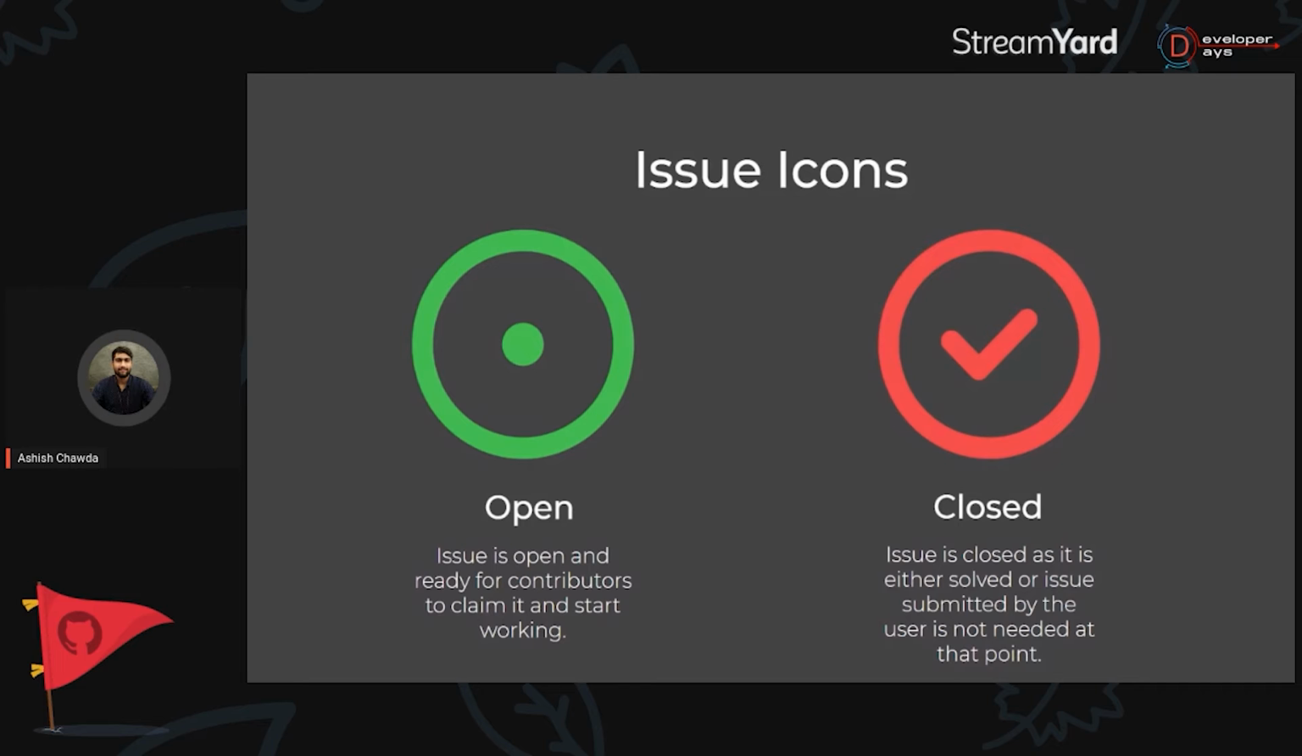And these are the two very basic icons you will see. The green one means that the issue is still open and needs to be acknowledged, and this one is closed, so the issue was maybe solved or it was not needed at that point, meaning that the change you proposed might not be needed.